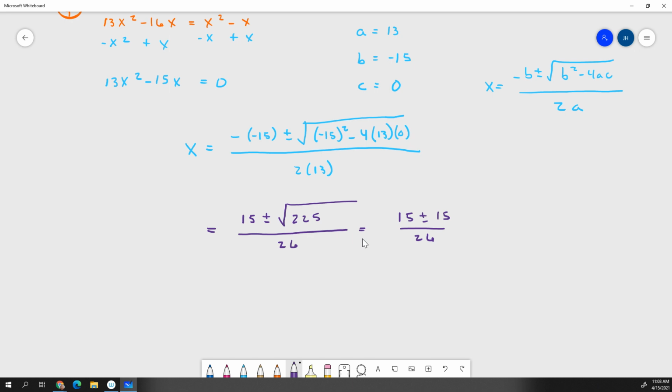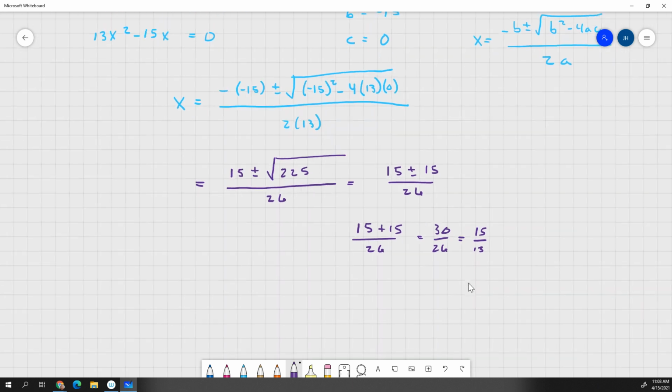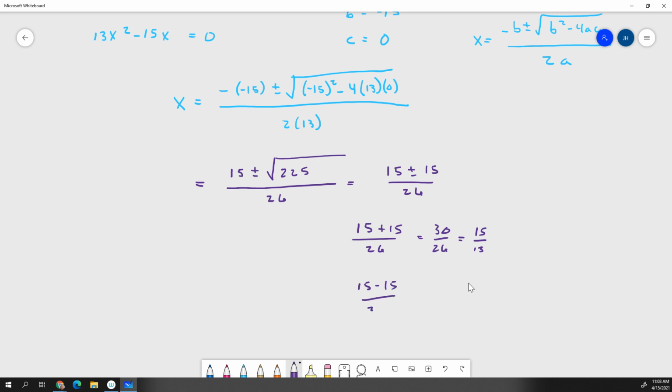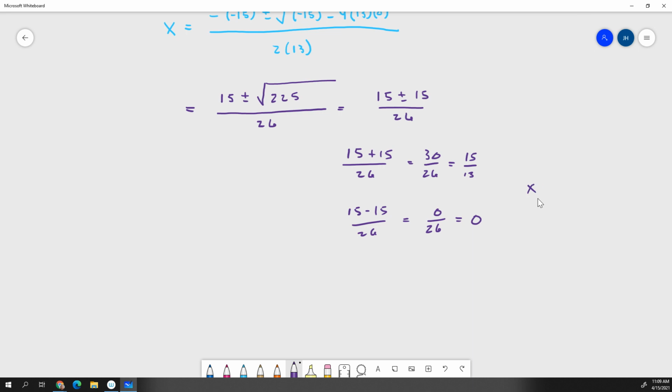So if we look at this, when we break it up into our two problems, we've got 15 plus 15 divided by 26, which is 30 divided by 26, which is 15 over 13 when we simplify it, right? That's one of our solutions. Our other solution is 15 minus 15 divided by 26, which is 0 divided by 26, which is just 0. It is not undefined. People sometimes will think it's undefined because there's a 0, but you can have a 0 on the top of a fraction, right? It's only undefined if it's in the denominator of the fraction. So our two solutions for this one are x equals 0 and 15/13.